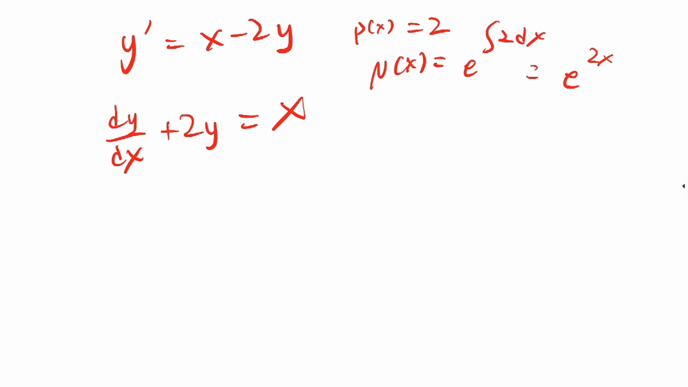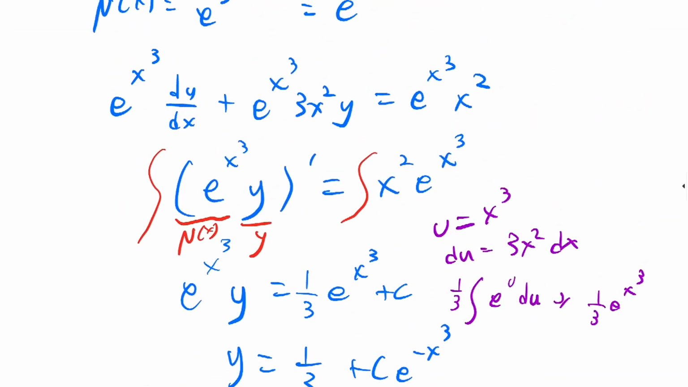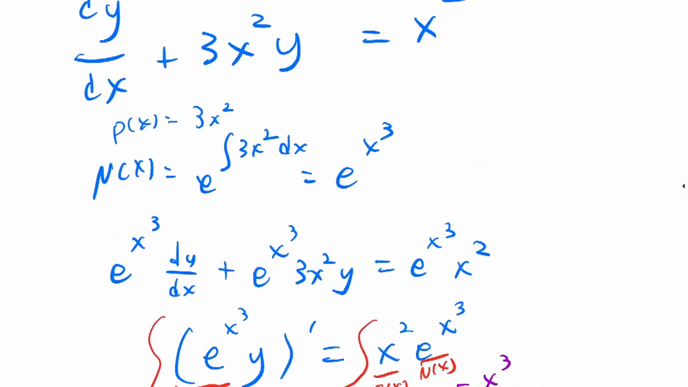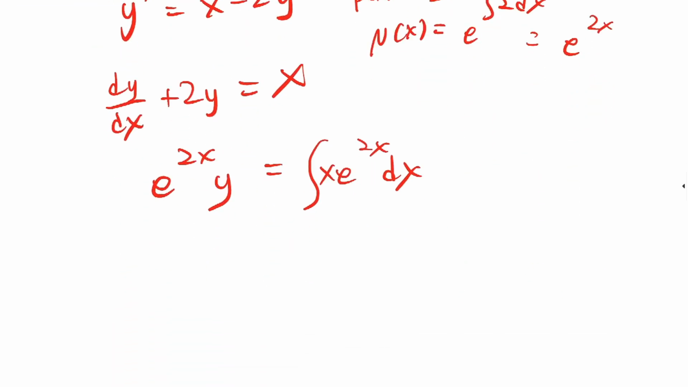And in this case, we're just going to do the same thing, where now, instead of showing the steps of the product rule, I'm just going to go straight to saying that e to the 2x y on the left-hand side is going to be equal to the integral of e to the 2x times x dx, right? Because the right-hand side is always going to be our mu of x, and then for this, it's just our q of x. Do you see that? So we have our q of x times mu of x on the right-hand side. It's always going to be like that.